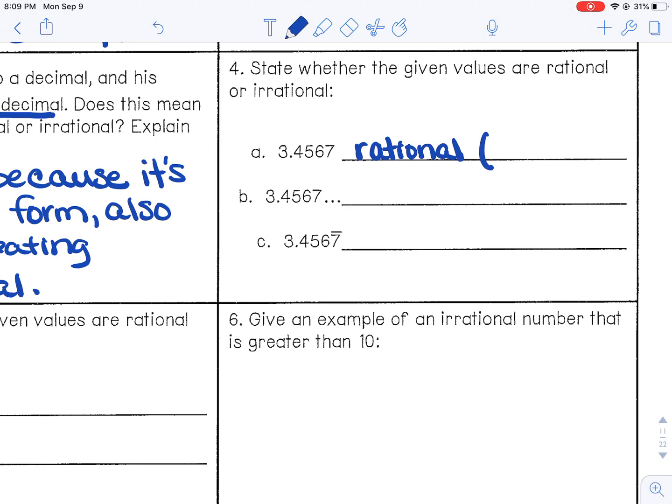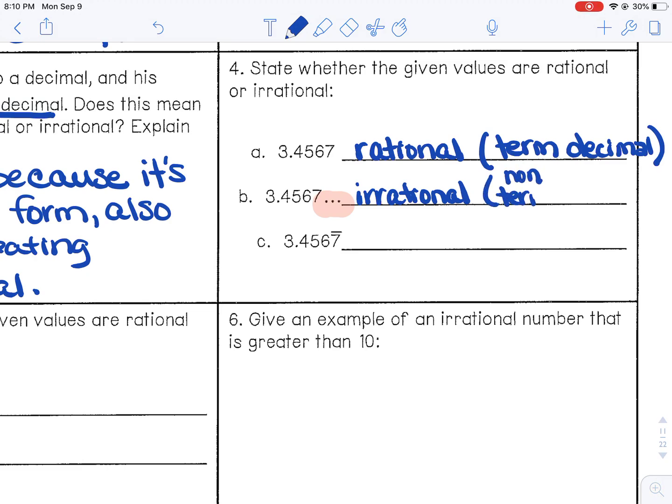It doesn't ask you to, but you can put an explanation over to the side just so you know. Again, I'm going to abbreviate. Terminating decimal. Okay. What's different about B is you have these little dots there. That means that that number will never end and it never repeats either. You don't see a repeating pattern of numbers. So it's a non-terminating, non-repeating decimal. That makes it irrational. I'm going to put up here non-terminating, non-repeating.